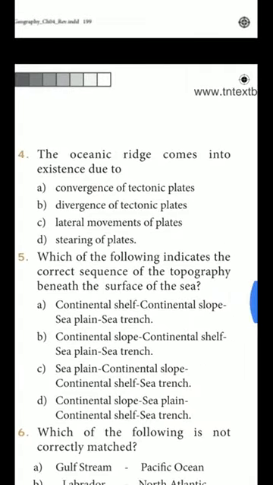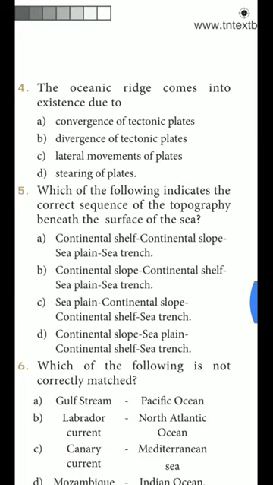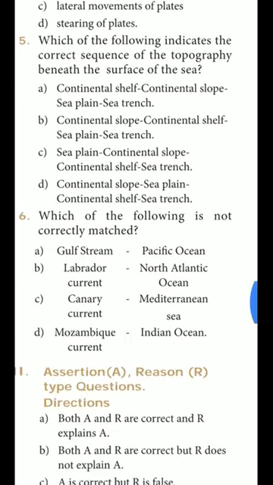Question number 5. The oceanic ridge comes into existence due to dash. That is option B, divergence of tectonic plates. Next, sixth one, which of the following indicates the correct sequence of the topography beneath the surface of the sea? Option A is the correct answer: continental shelf, continental slope, sea plain, sea trench.